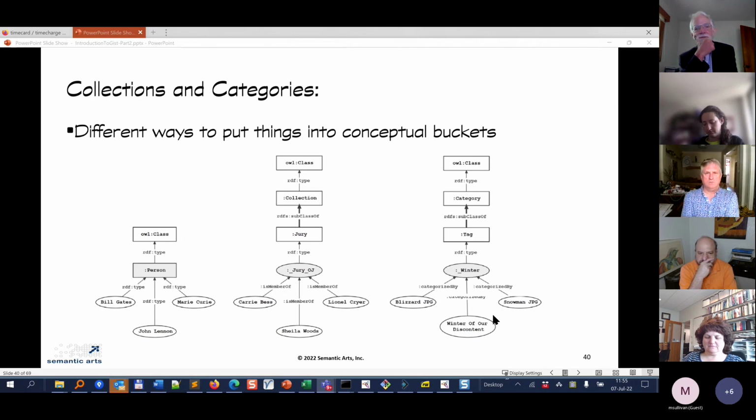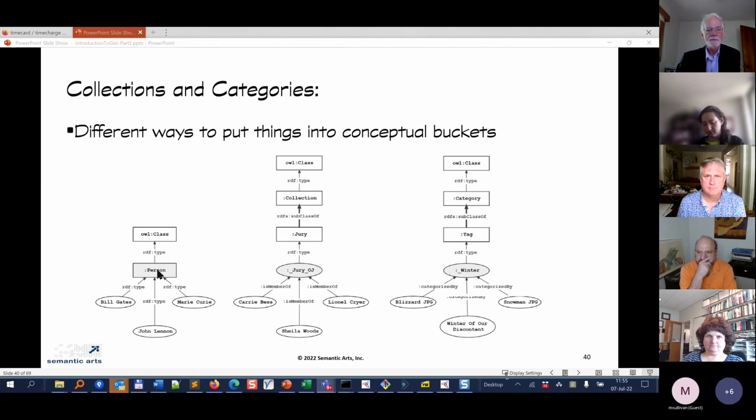Collections and categories. This is interesting. There's lots of different ways to put things into buckets of one sort or the other. And there's 3 ways we can do that in GIST. And to some extent, this is not just specific. So in one case we can use the notion of a class, a subclass. It's just a class. So for example, the class person, we could say, well, person is a bucket. What kind of a thing?